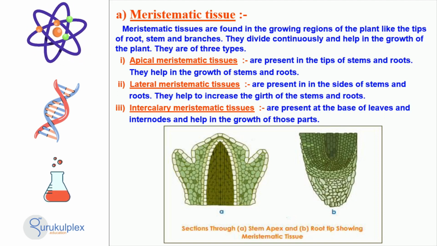Apical meristematic tissue is situated at the apex of stems and roots, contributing to their growth. Lateral meristematic tissue is found on the sides of stems and roots, increasing their diameter. Intercalary meristematic tissue is discovered at the base of leaves and internodes and is critical for their growth. In sum, these tissues are of utmost importance for the development and growth of plants.